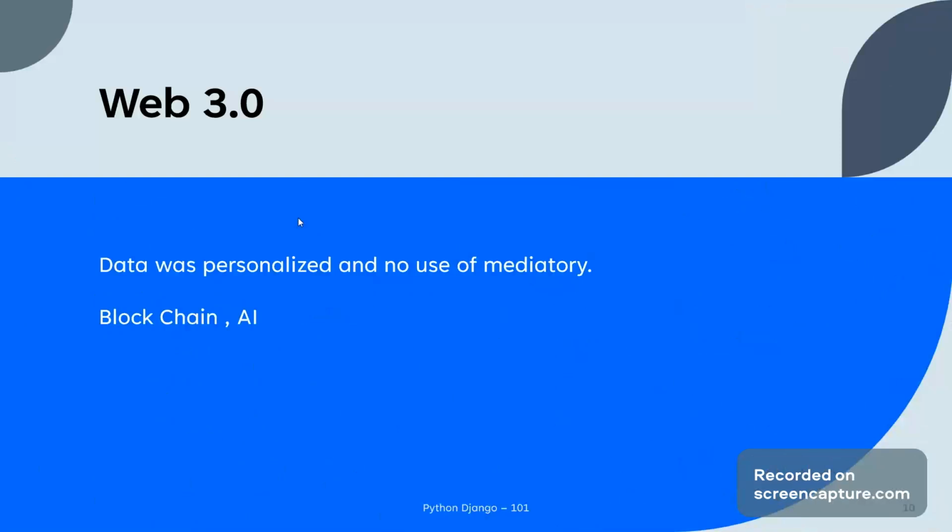Okay. Web 3 is the new world. In Web 2, data is maintained by someone. For example, if we take Facebook, all data are stored by Meta. Web 3 is personalized and has no mandatory use. There is also a term, decentralized, which means that no one can keep or handle the user's data. For example, blockchain and AI.